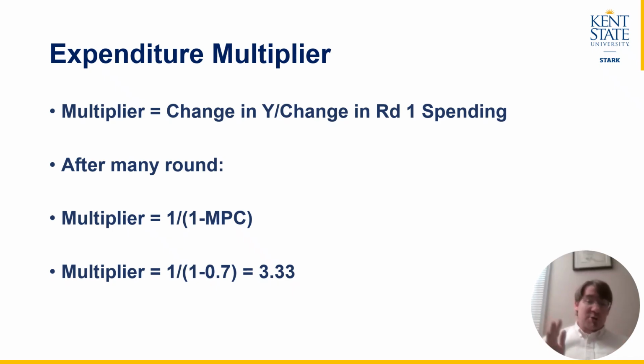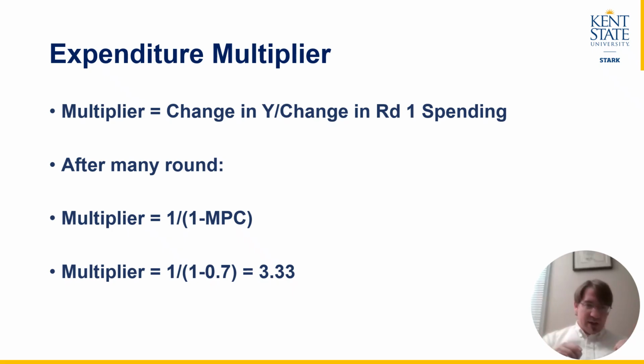So in this case, if the marginal propensity to consume was 0.7, 1 divided by 1 minus 0.7. 1 minus 0.7 is 0.3. 1 divided by 0.3 gives you 3.33, and then technically the 3 repeats. So that means, under these conditions, one additional dollar of autonomous spending leads to a total of $3.33 of additional GDP.